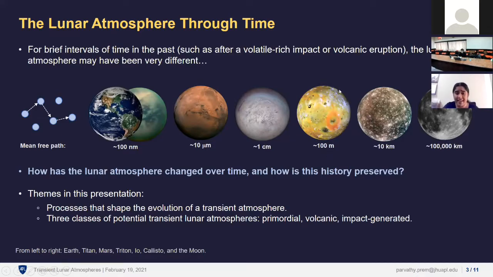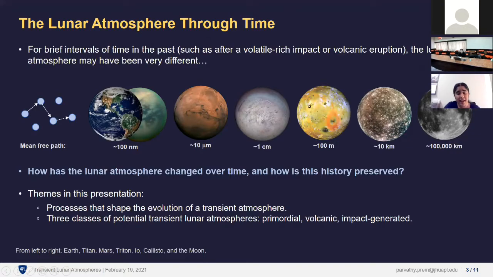If we move back in to the moons of Jupiter, here's Io, here's Callisto, those have even thinner atmospheres, where the mean free path might be on the order of hundreds of meters or tens of kilometers. And then, of course, very close by, we have a true surface-bounded exosphere of the moon, where molecules can travel for hundreds of thousands of kilometers in the present day before they might encounter another molecule. But at some points in the past, the moon might have traveled along this continuum.